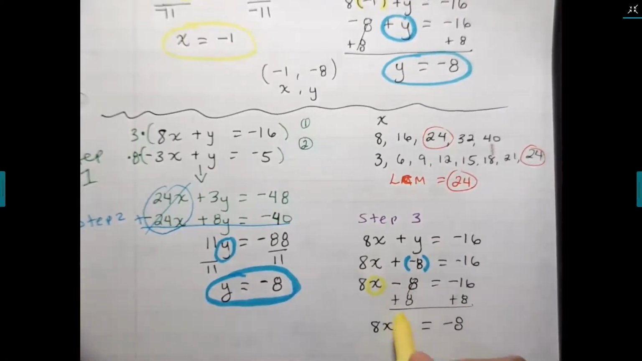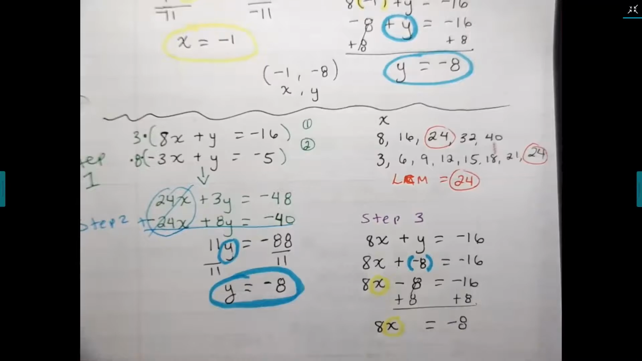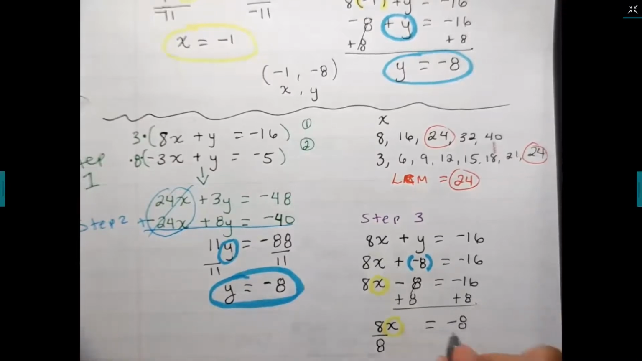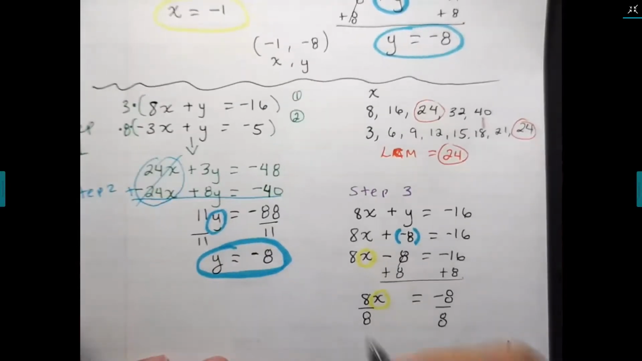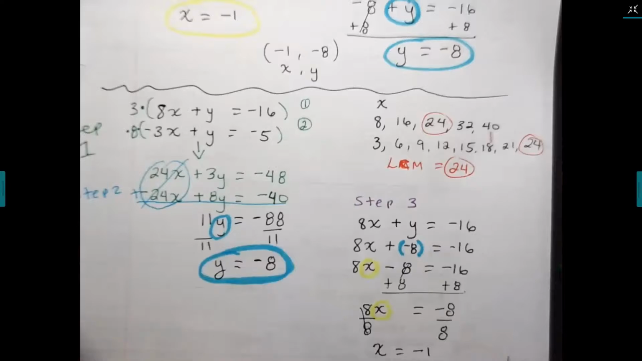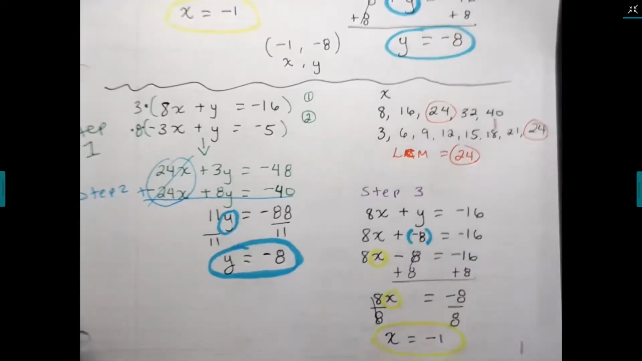Once again, here's my target. That 8 is being multiplied, so therefore I will divide both sides by 8. Remember, you're doing the opposite operation. So that means that x equals negative 1. And there you go.